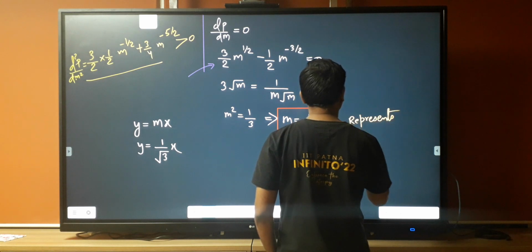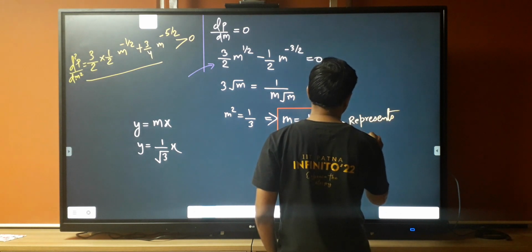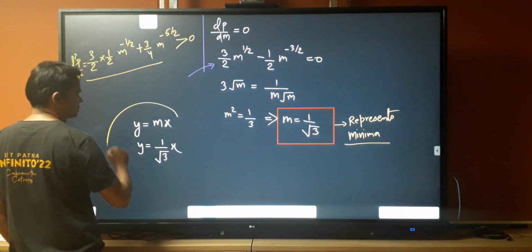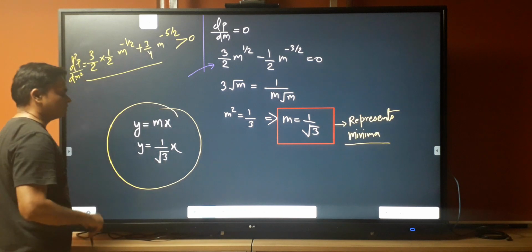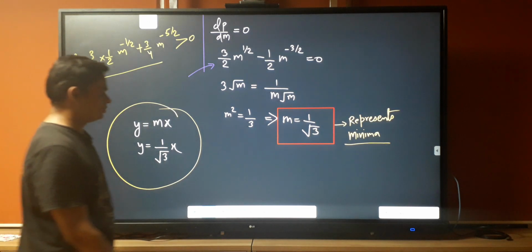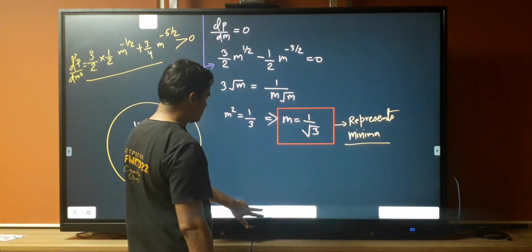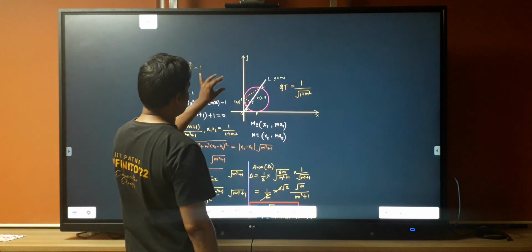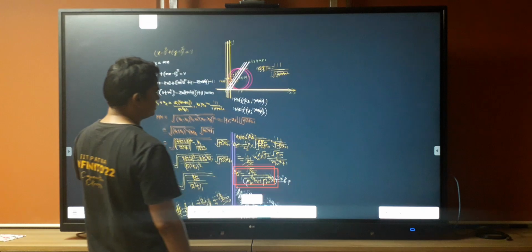You actually don't need to check this in such questions, because it is always true that it represents minima or maxima, whatever is required in the equation. Therefore the answer is y is equal to 1 upon root 3 x. So this was a good geometrical problem, a bit calculative, and I hope you would have enjoyed this question.